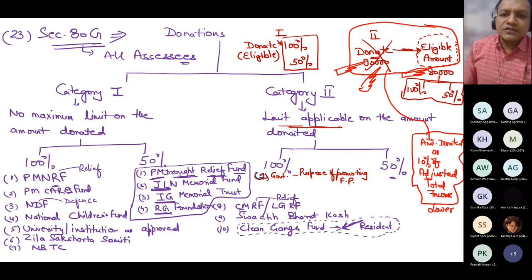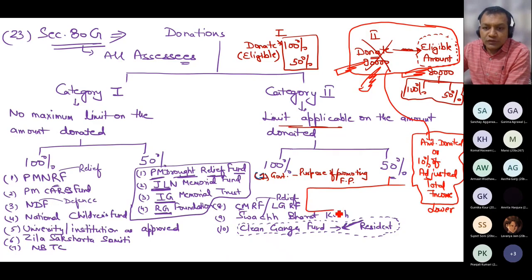So what I was discussing initially was category 2, the names of those donations which are 100% government. If you are making donations to the government for the purpose of promoting family planning. And second is... so only one you learn. Only one you learn, that is sufficient for you. In 100%, only one you learn. And in 50%, 2 donations you should learn. Then I will move to the next page.